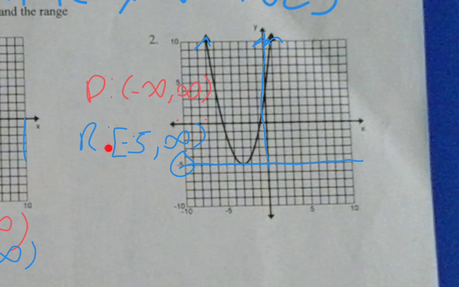So if we look here, I put a bracket. Bracket means to include this number, which means it's defined in the function. So as we can see, the line clearly touches negative 5 right here. And parentheses means does not include, and that's why it's infinity. We don't know what infinity is defined as, so that's why we use a parenthesis, because we don't know how to define infinity.